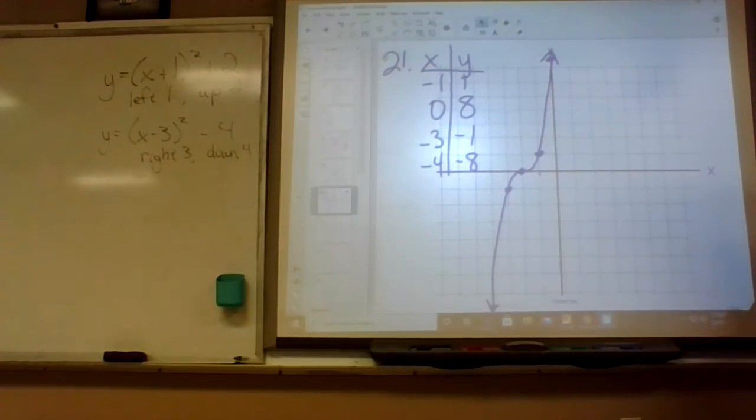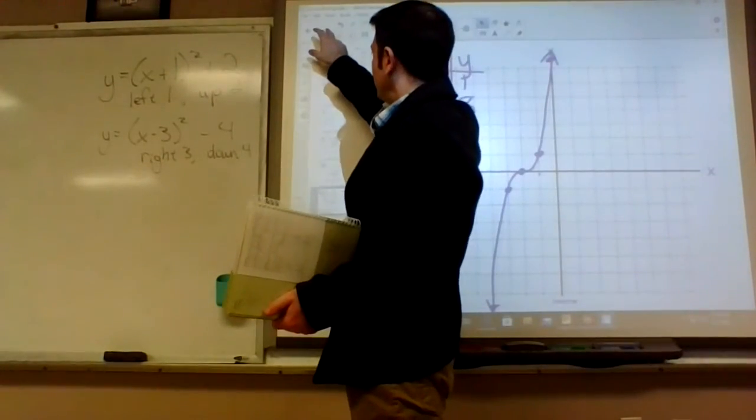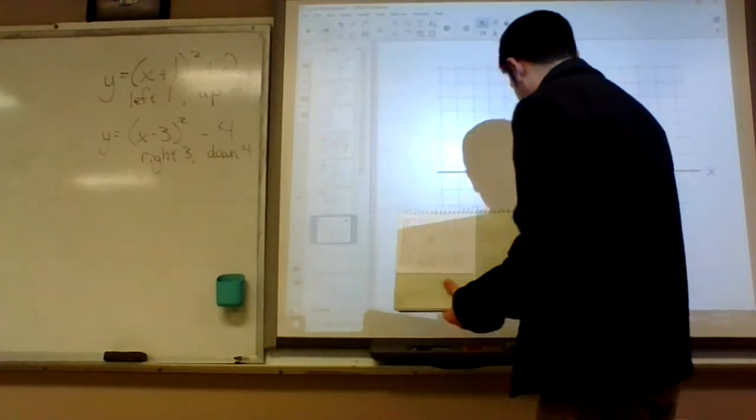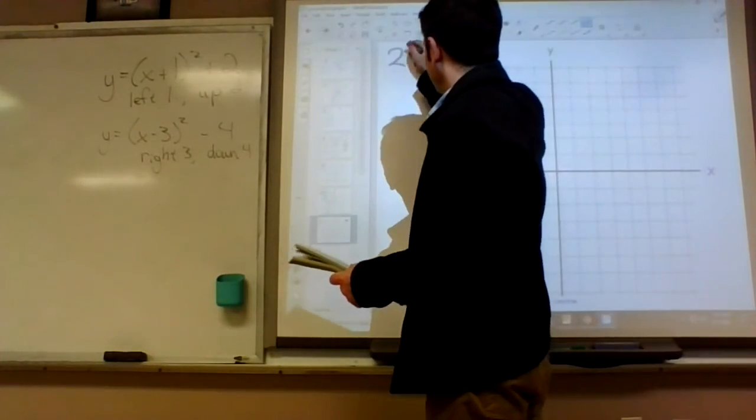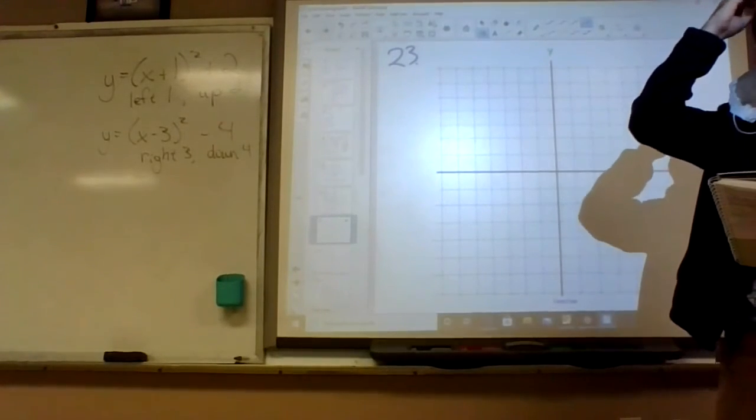It's 21. That's what a basic cubic function looks like. Okay, 23, one more of these for me. Well, I mean, you have to grade them. Yeah, I gotta grade them.